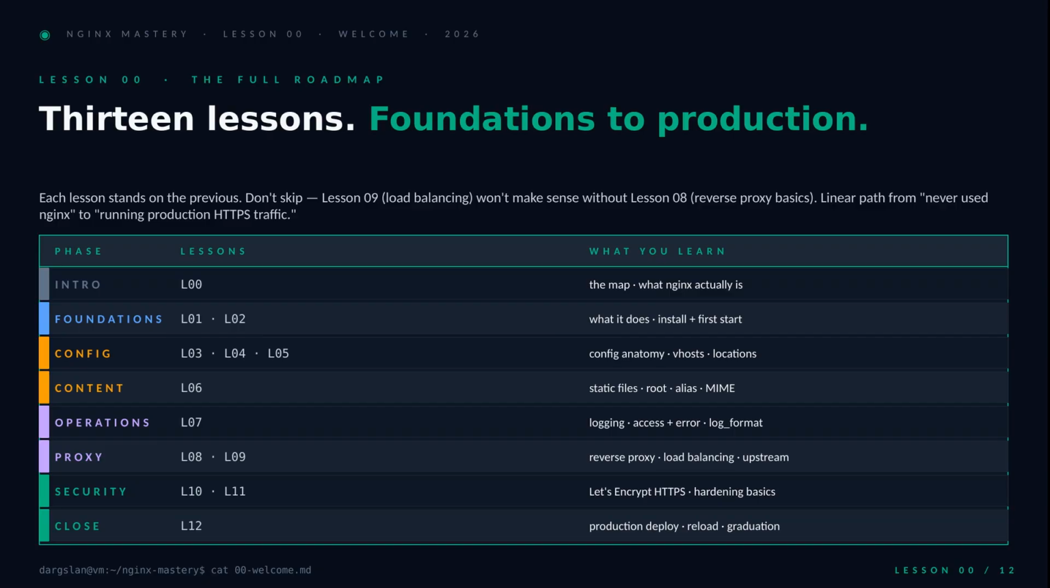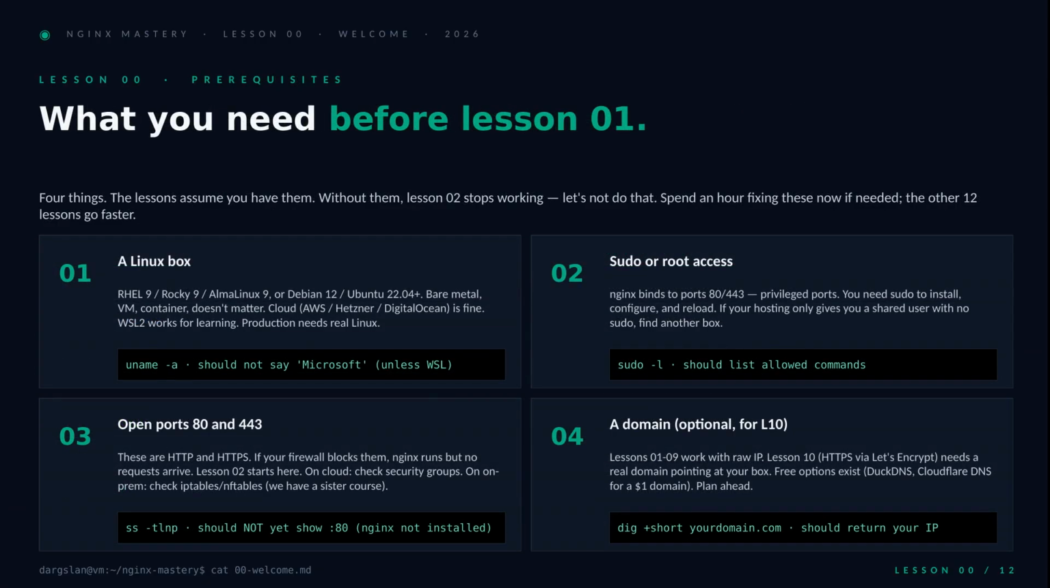Linear path, no detours. Before we touch Lesson 1, 4 things need to be in place: a modern Linux box, RHEL, Rocky, Alma Linux, Debian, or Ubuntu. WSL2 is fine for learning, but real Linux for production. Sudo access, because Nginx binds to ports 80 and 443, and those are privileged. Those same ports actually open through your firewall or cloud security group. And optionally, a domain name, which you'll only need by Lesson 10 when we add HTTPS. Sort these now. An hour spent here saves you from getting stuck later.